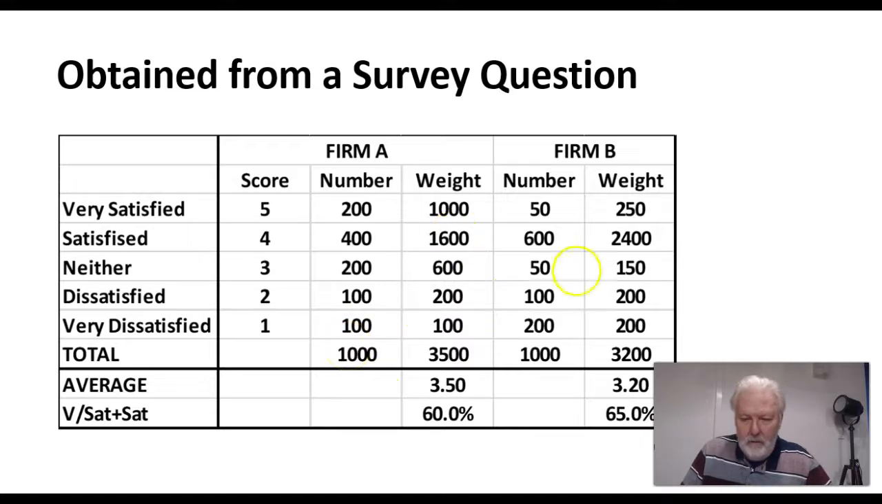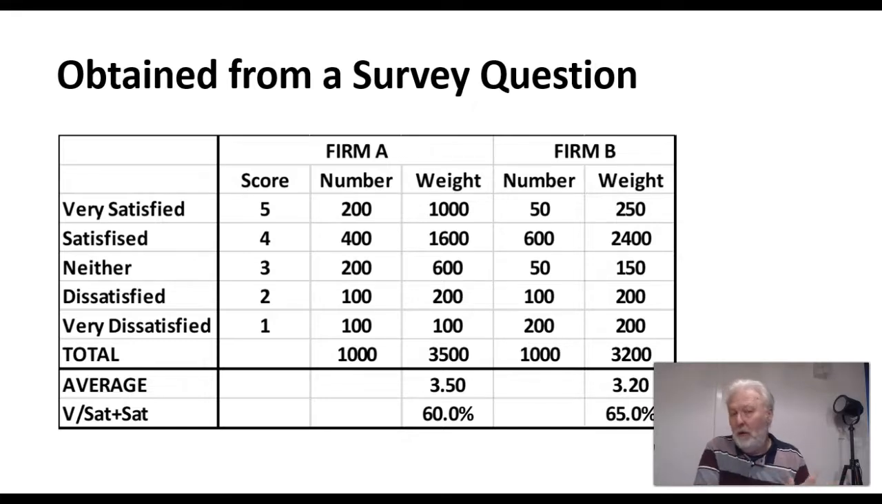So I repeat the same thing for firm B. Again, 1,000 people, just to make it consistent. That's a fairly large sample, but just to keep it simple here. I've got a little bit of a different mix, and I've done it deliberately to get different outcomes. They have an average of 3.2. So they're below. Firm A, 3.5, firm B, 3.2.